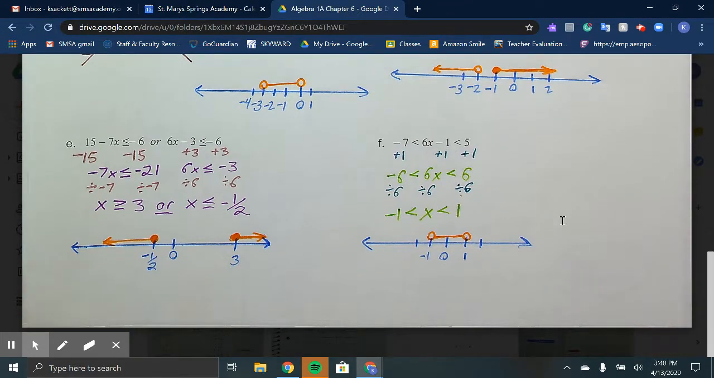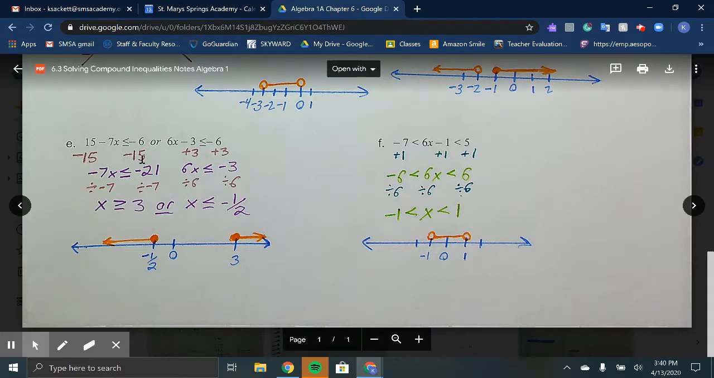And then we have our last two examples for today. E is another OR statement. So in this case, 15 minus 7x is less than or equal to negative 6, or 6x minus 3 is less than or equal to negative 6. So in this case, we need to solve them separately.